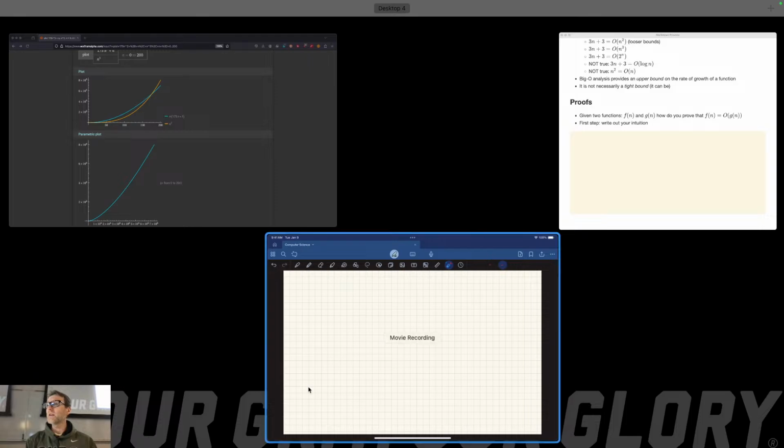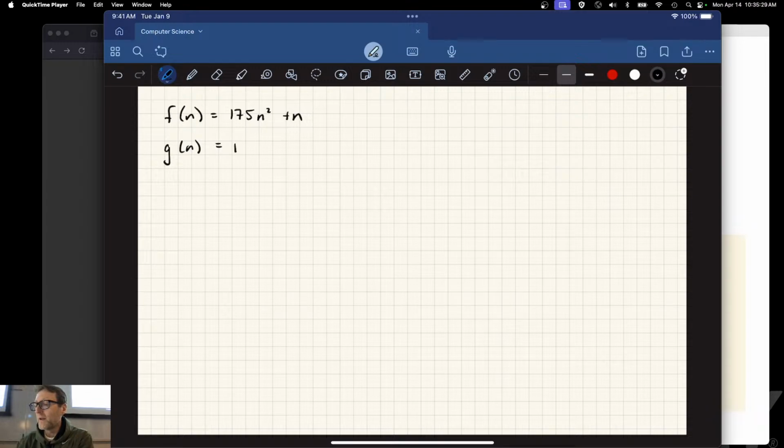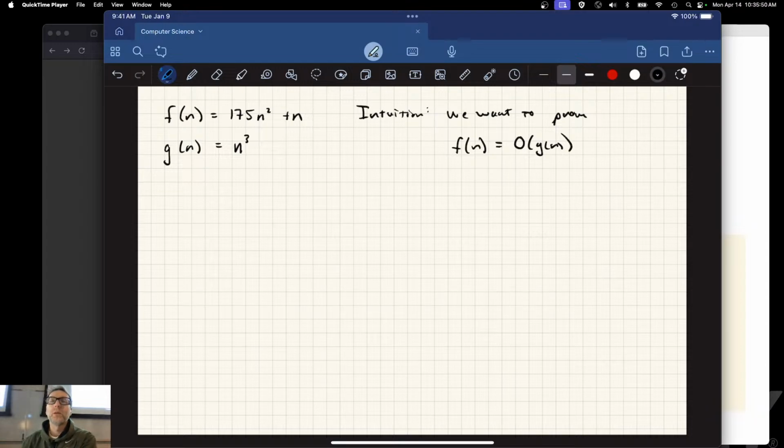So over here, let's go ahead and take those two functions that we just plotted, and let's write them out. f of n is going to be 175 n squared plus n, and g of n is going to be n cubed. What does our intuition tell us? Our intuition hopefully should tell us that n cubed is bigger. So we want to prove that f of n is big O of g of n. Okay? So we want to show that this is big O of this. That's the first step.